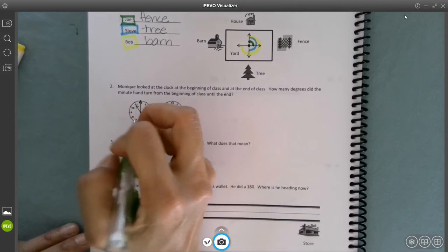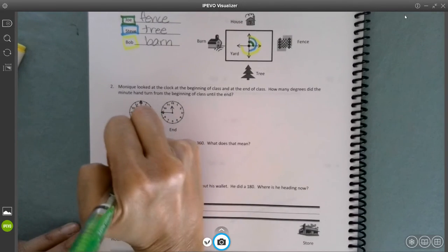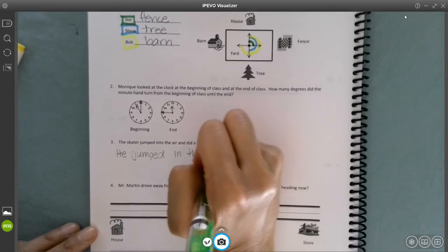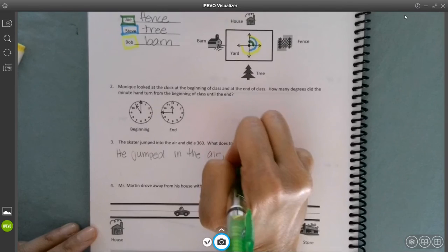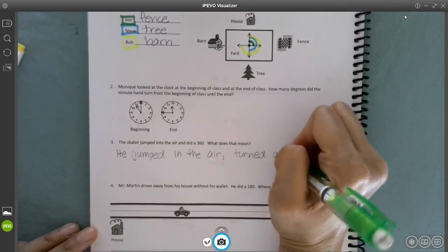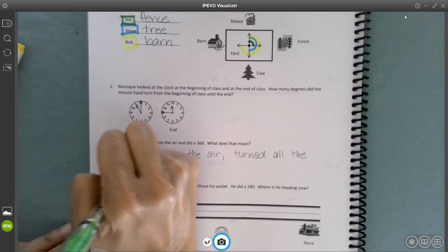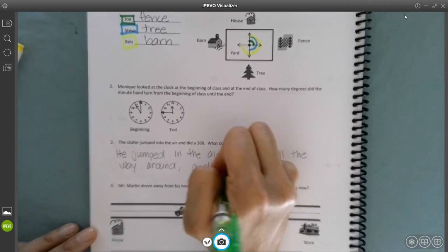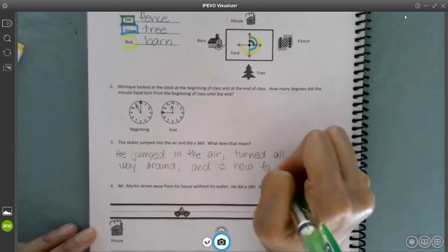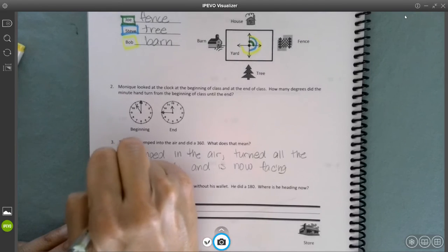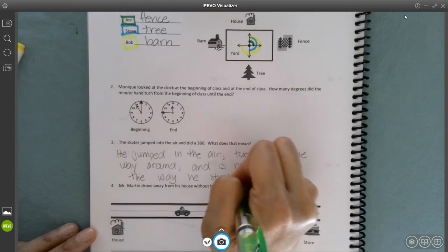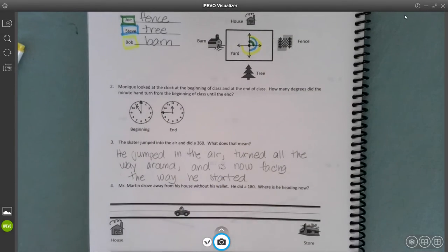So I'm going to write, he jumped in the air, turned all the way around, and is now facing the way he started. Okay, so a 360 means you turn all the way around and you're back where you started, just like the clock, just like the kid.